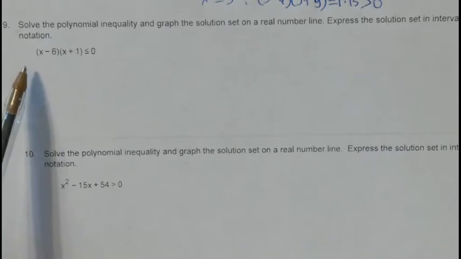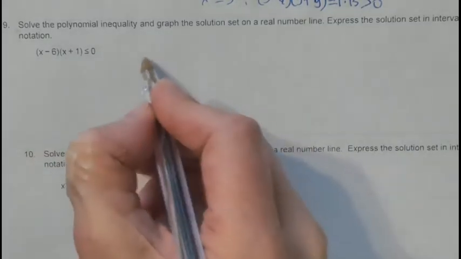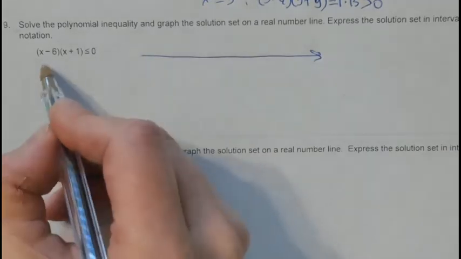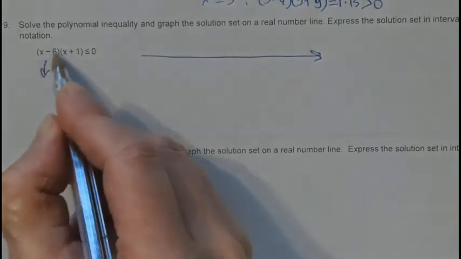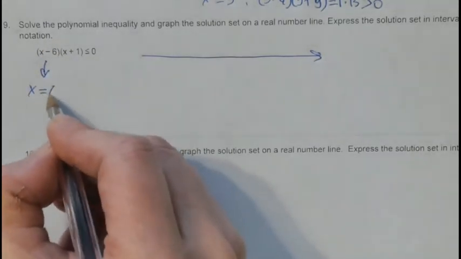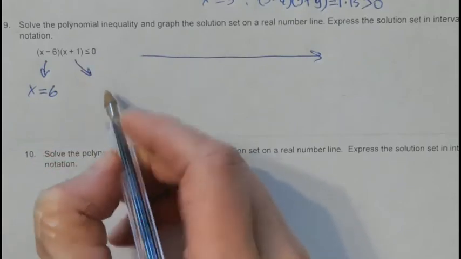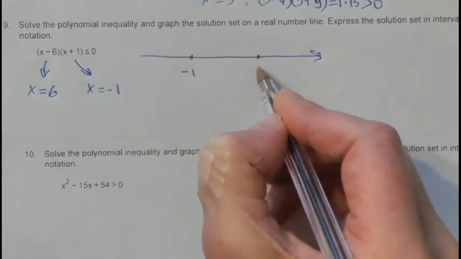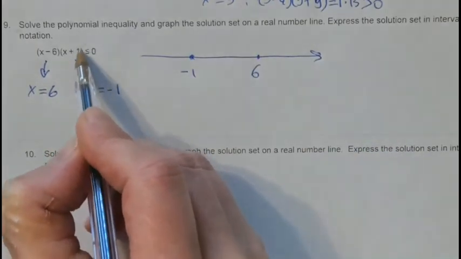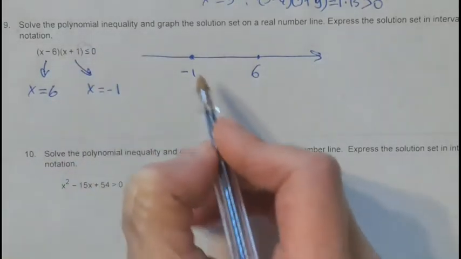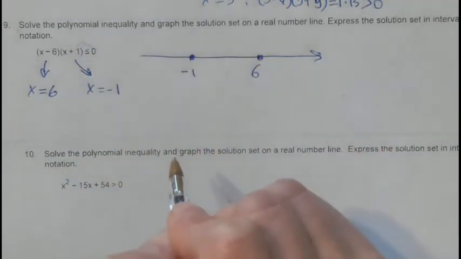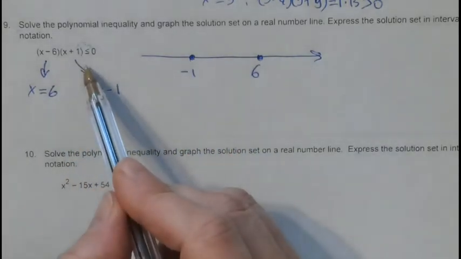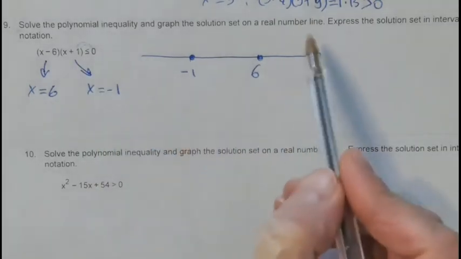So the next inequality, let us do it very quickly. x minus 6 times x plus 1. So the first boundary point, the 0 of the first factor, is x equals 6. The 0 of the second factor is x equals negative 1. Negative 1 and 6. We have less than or equal to 0. So that's why we will include the points in the interval, because the values of x where the function is equal to 0 are also included in the solution set.